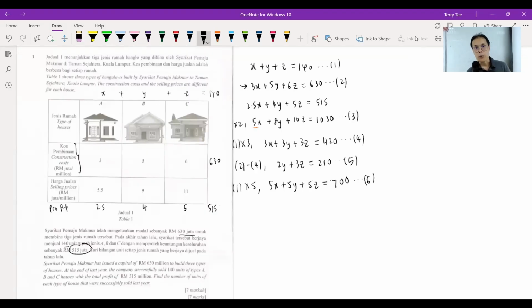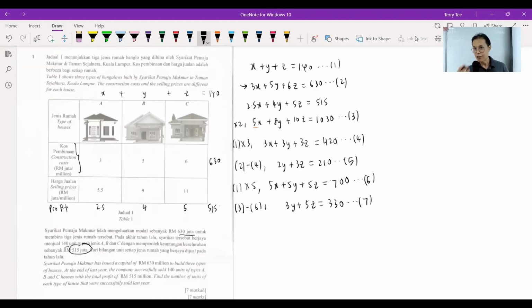Okay, now let's take equation number 3 and number 6. We subtract equation 3 minus equation 6. 5x minus 5x disappear. 8y minus 5y is 3y, 10z minus 5z is 5z. 1030 minus 700 is 330, equation number 7.